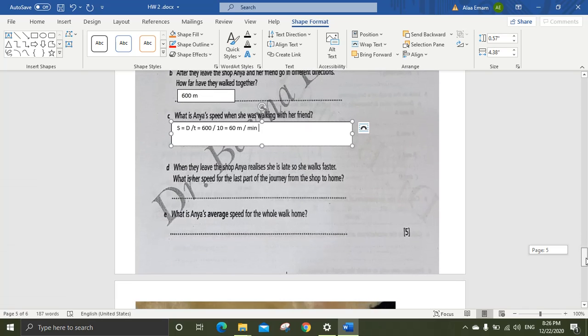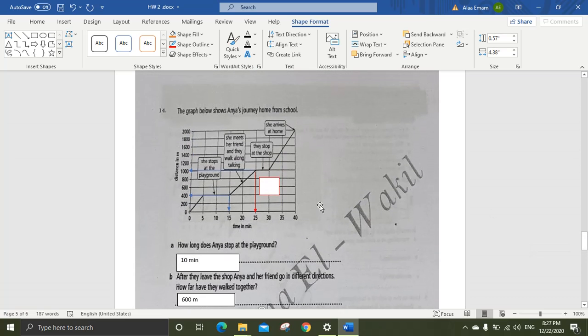Here we go. When they leave the shop, Anya realizes that she's too late, so she walks faster. What is her speed for the last part of the journey? Okay, so this is the last part of the journey. Now you need to specify the distance and the time.